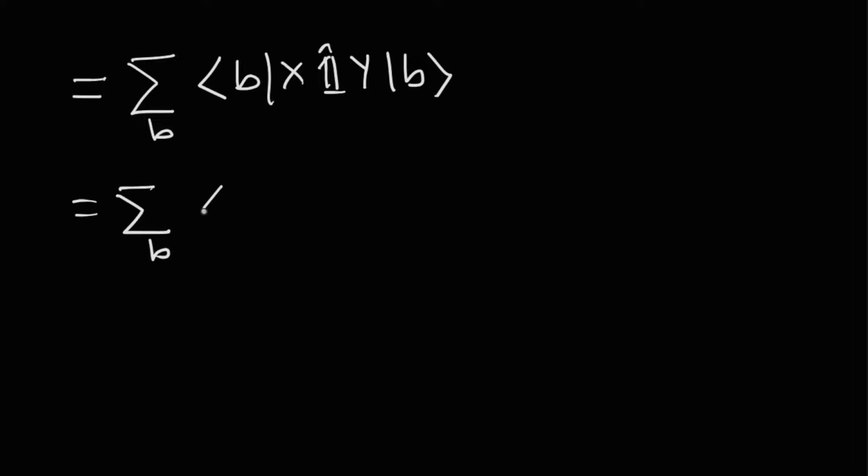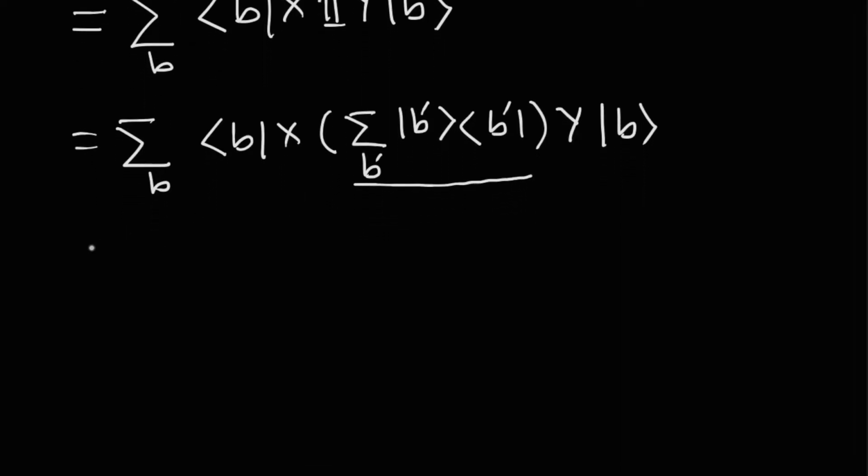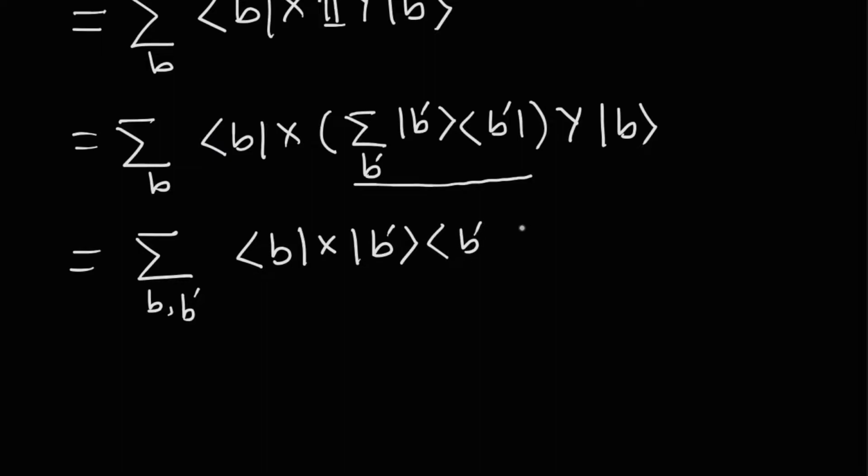Here we use the completeness relation or closure relation, with the summation of |b'><b'|. This is equal to the summation over b and b' of <b|X|b'> into <b'|Y|b>.